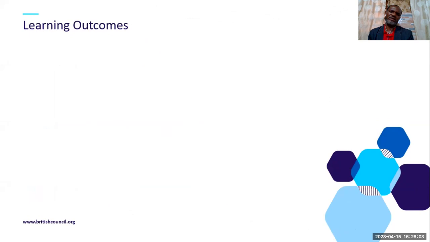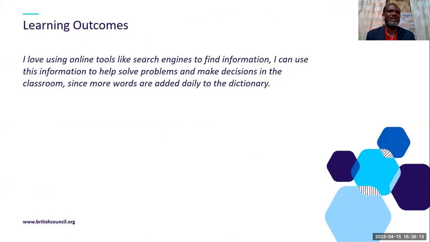So we'll look at quickly the learning outcomes. These are learning outcomes from my fellow Noble colleagues that have sampled their opinion. Number one, one person said that he loves using online tools like search engines to find information. He said, I can use this information to help solve problems and make decisions in the classroom, since more words are added daily to the dictionary. So that's his own outcome about using digital tools.